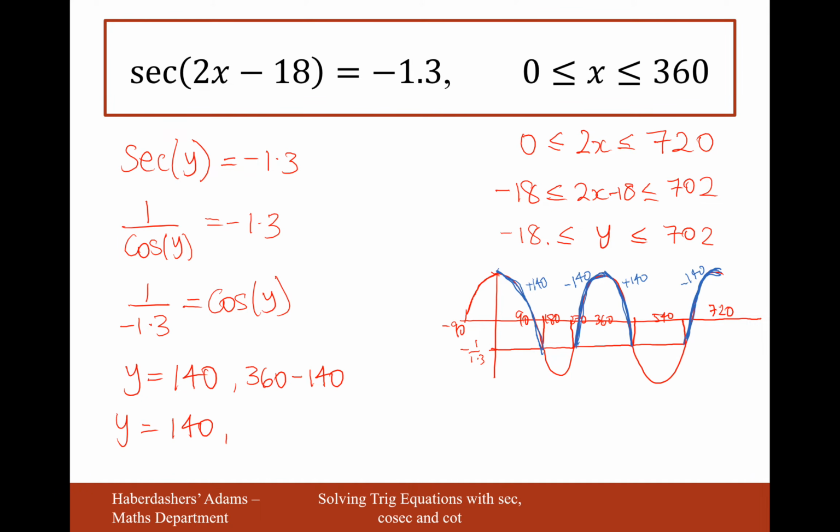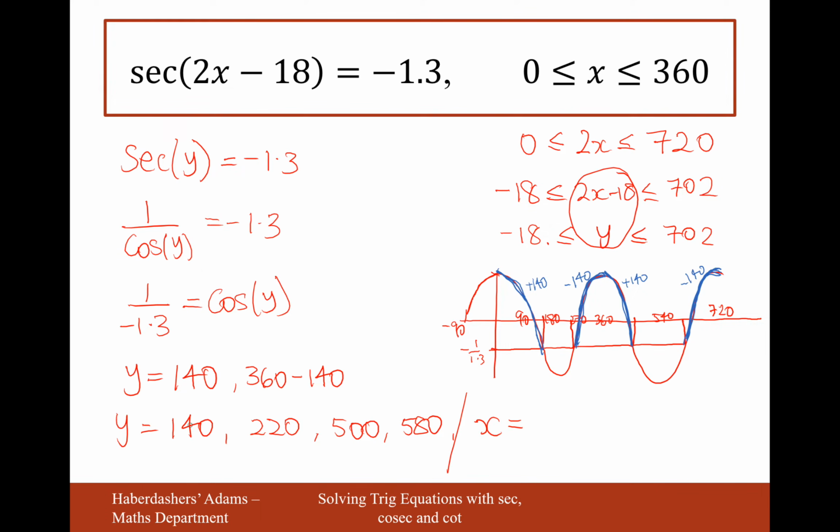So 360 minus a on my calculator, that will give me 220, and I round to three significant figures. 360 add 140, which would be 500. And 720 minus a will give me 580. Okay, so with each of these, this is my value for y, but y is equivalent to 2x minus 18. So what I now need to do is work out what x is.